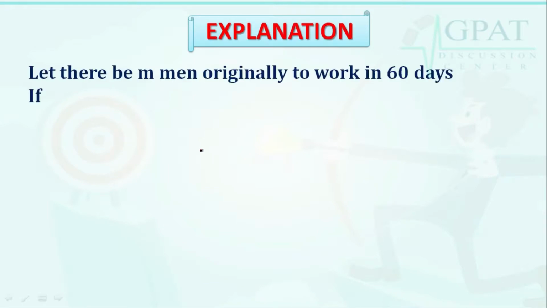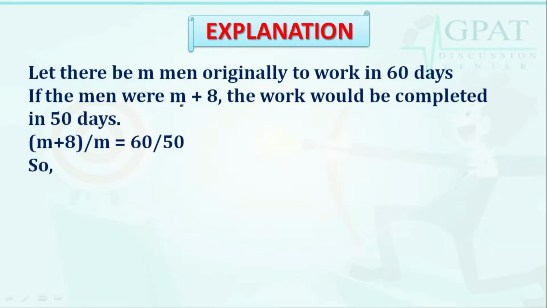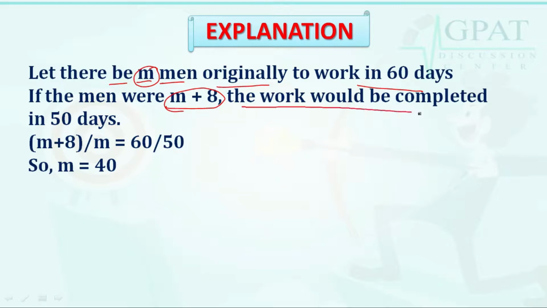Let's discuss with the help of the explanation. Let there be m men. We just have to assume that originally the work takes 60 days. If the men were m plus 8, the work would be completed in 50 days. So (m plus 8) by m is equal to 60 by 50. So what is the value of m? It is 40. Hence 40 is the correct answer.